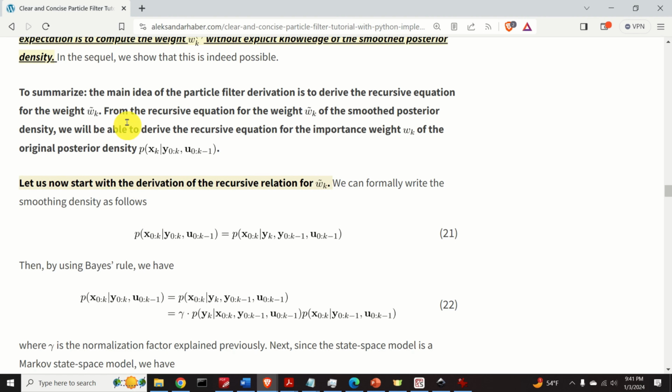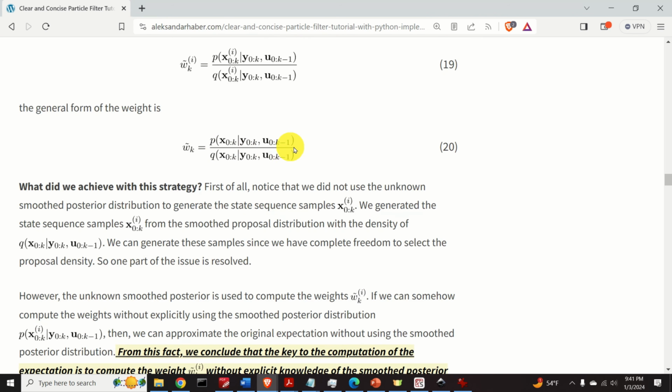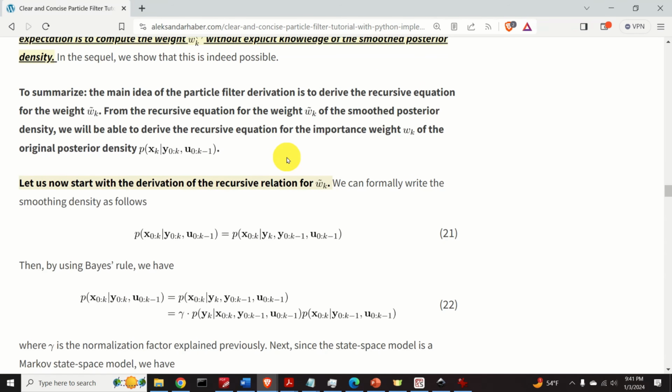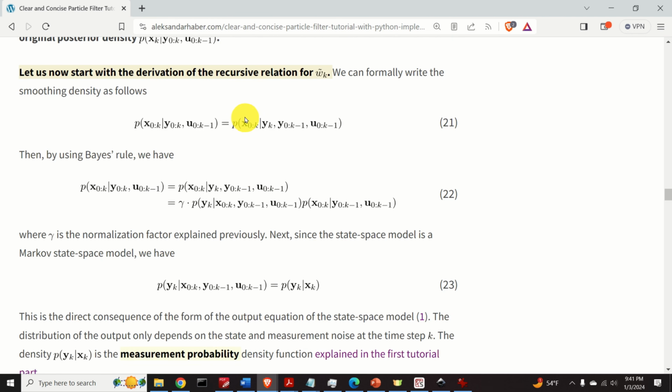To summarize, the main idea of the particle filter derivation is to derive the recursive equation for the weight wk tilde. Wk tilde is given by this equation. From the recursive equation for the weight wk tilde of the smoothed posterior density, we will be able to derive the recursive equation for the importance weight wk of the original posterior density, that is, the posterior density denoted like this. Let us now start with the derivation of the recursive relation for wk tilde.